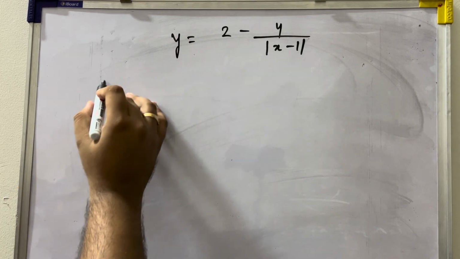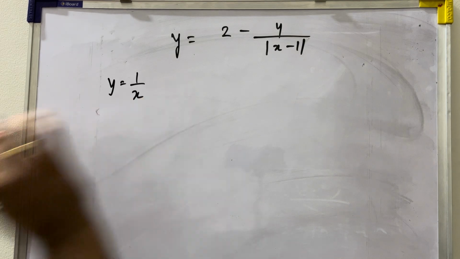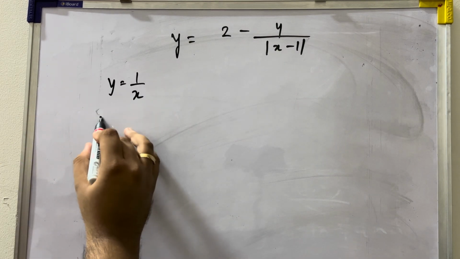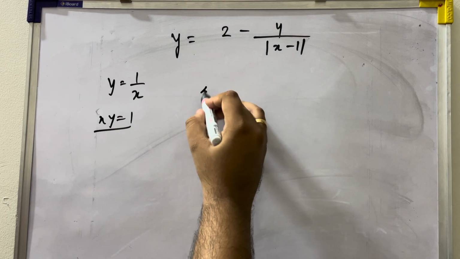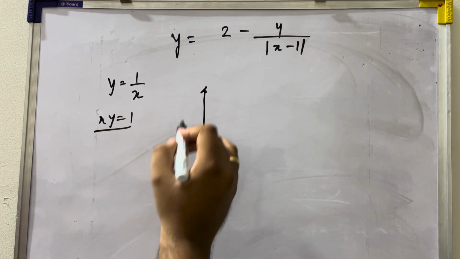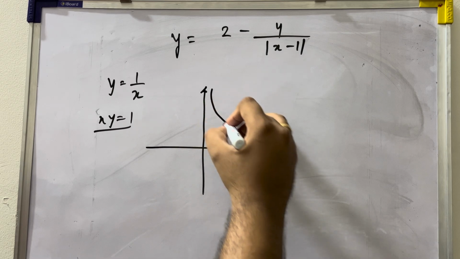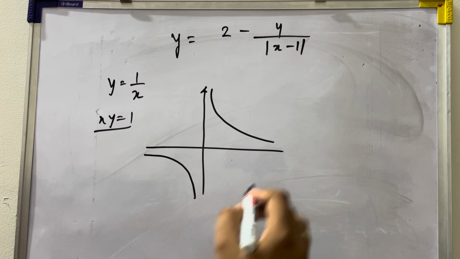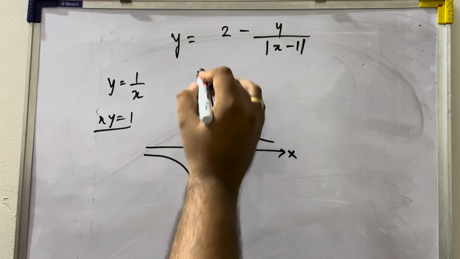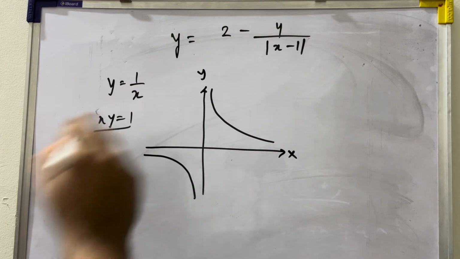So first you will have to draw the graph of y is equal to 1 by x, or xy is equal to 1. This is what? A rectangular hyperbola, guys. This is a rectangular hyperbola where the value of k is positive. This graph will be something like this. I have already taught you this graph. So this is the x-axis, this is the y-axis. This is the graph of y is equal to 1 by x.